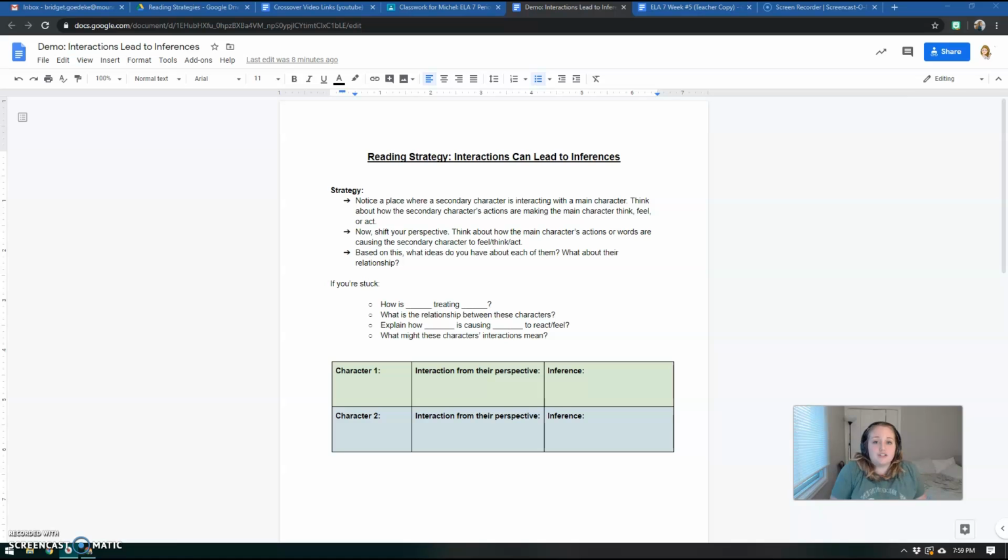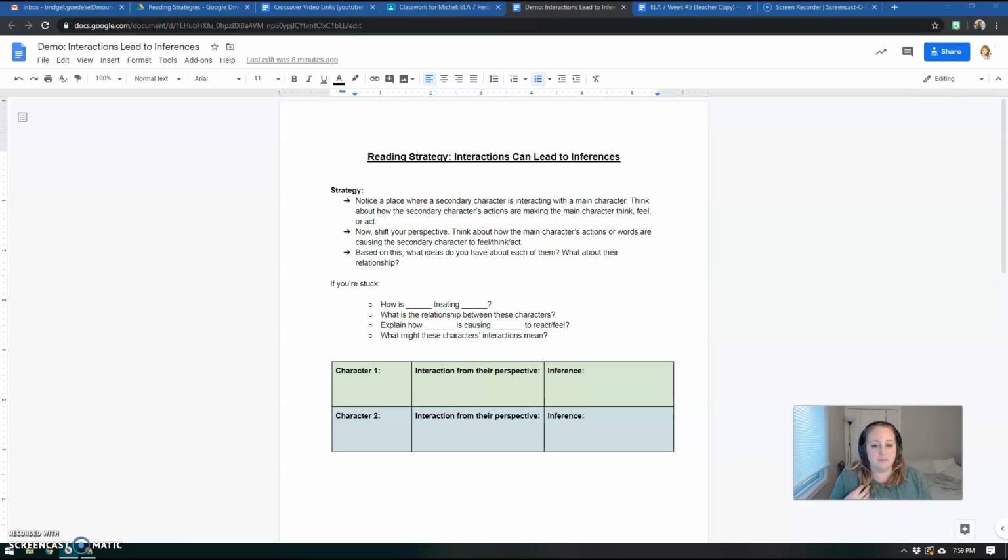Okay, so the reading strategy we are going to be reviewing is the interactions can lead to inferences reading strategy. Because moving forward this week, we are going to be focusing more on how characters impact each other. So we previously were looking at character changes, and now we're looking at how characters impact each other, because that happens all the time.